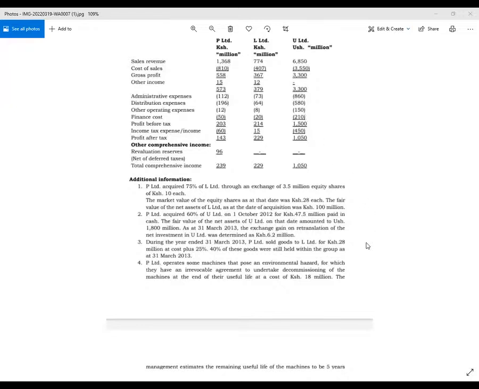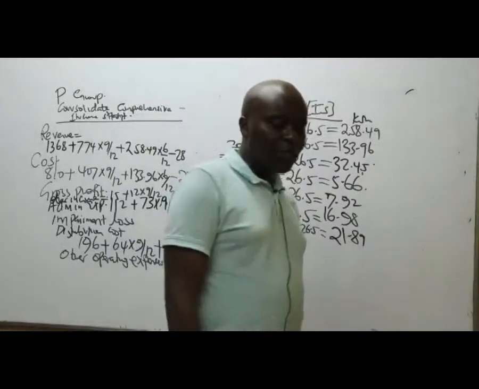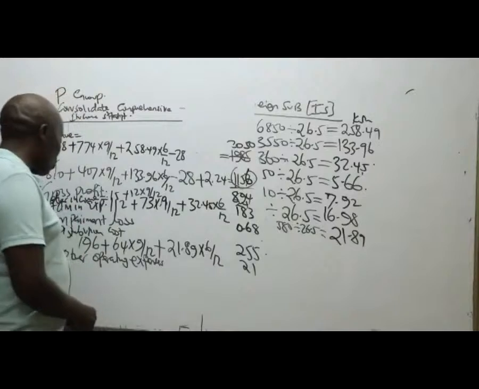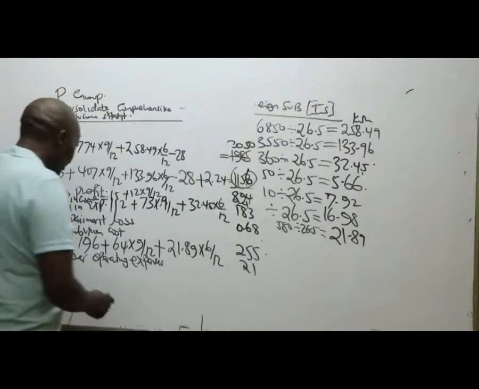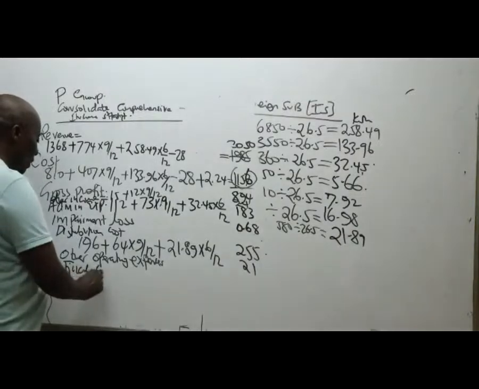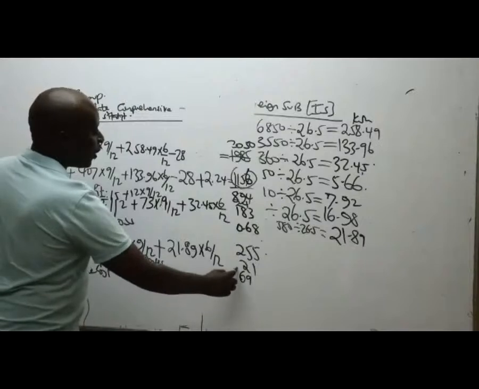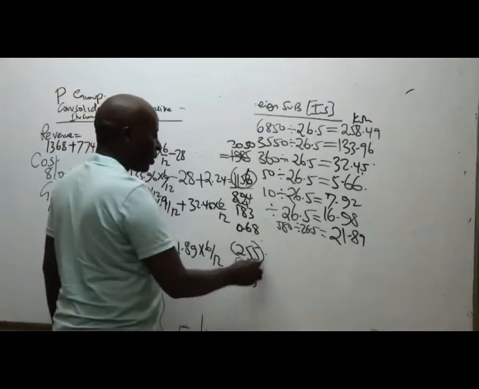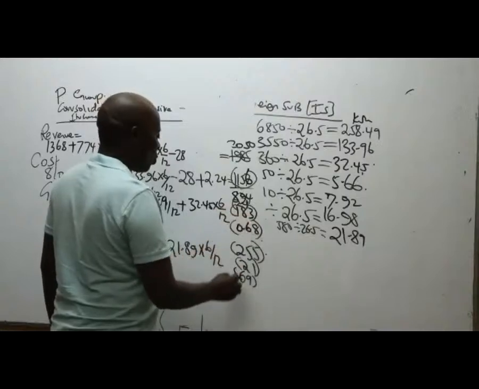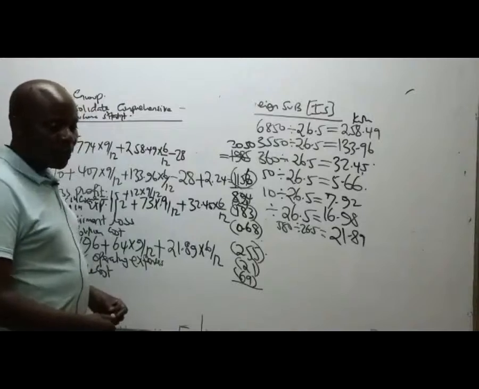What are we getting, ladies and gentlemen, there? 69. Wasilo says 69. They're getting 69 for finance cost. So then, ladies and gentlemen, could you kindly subtract all these expenses from your gross profit for you to be able to give us the profit before tax.